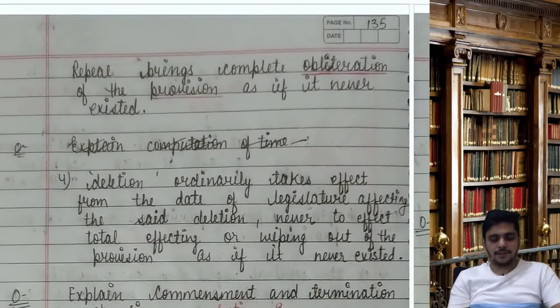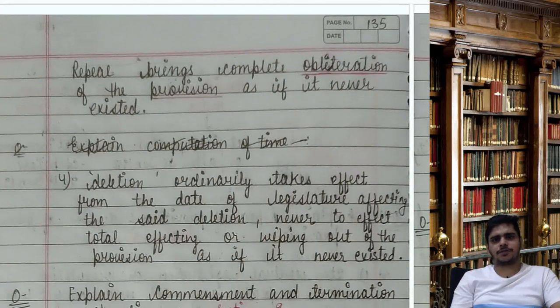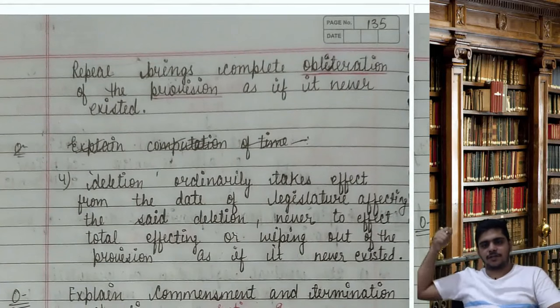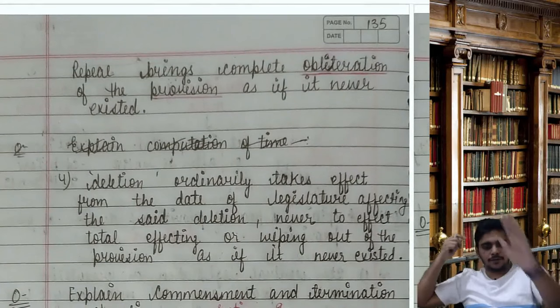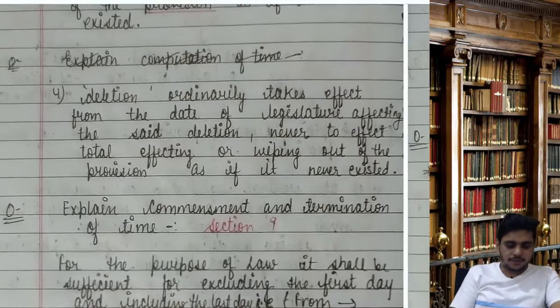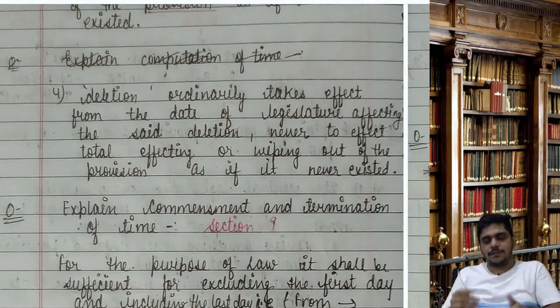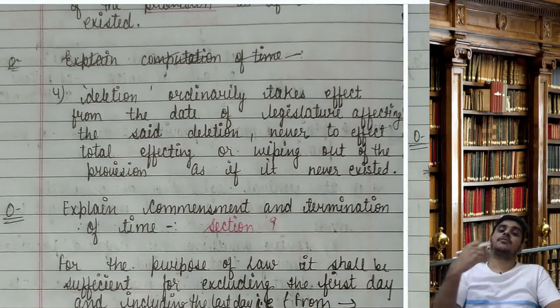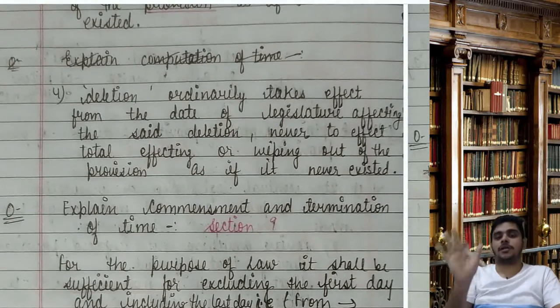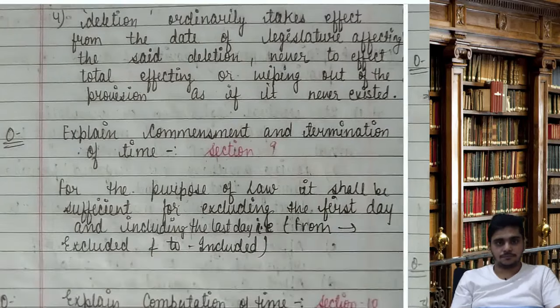So repeal brings complete obliteration, meaning complete deletion of the provision as if it never existed. It's like ukhad ke fekna, as we say in Hindi. It's removed completely. Now deletion only takes effect from the date; from that date it is deleted. Deleted means it is deleted from that date, and repeal means it is removed as if it never existed in the provision.